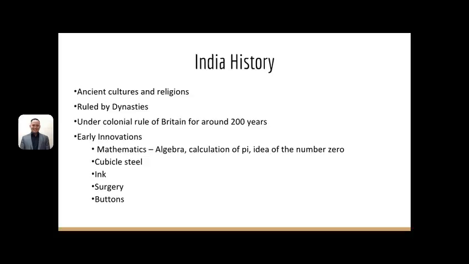and Indian mathematicians made early contributions to the study of the concept of zero as a number, algebraic abbreviations, and the calculations of pi. They also invented crucible steel and ink, hence the black ink or India ink. They also invented surgery as far back as 600 BC, and ornamental buttons dating back to 2000 BC.